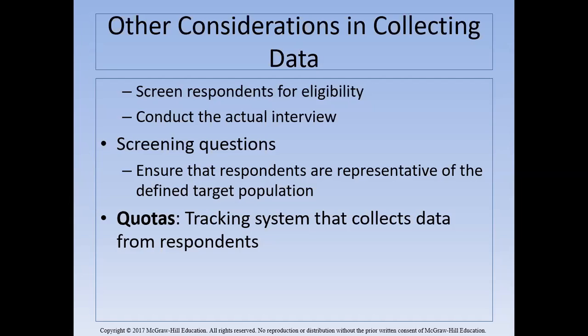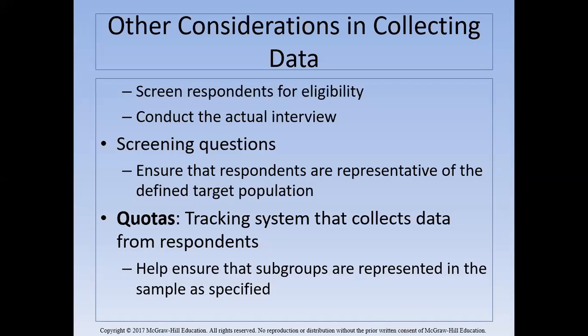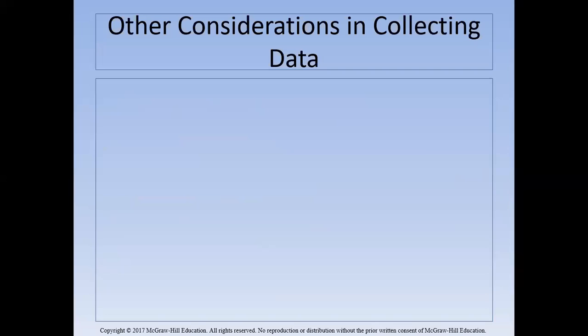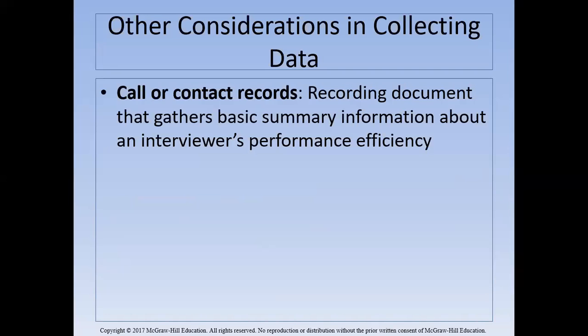Coding is a tracking system that collects the data from respondents. So there is some code, a survey is being collected, and a system should be tracking this collection, so that the subgroups are represented among the respondents in the sample. Call or contact record documents gather basic summary information about the interviewers' performance and efficiency.